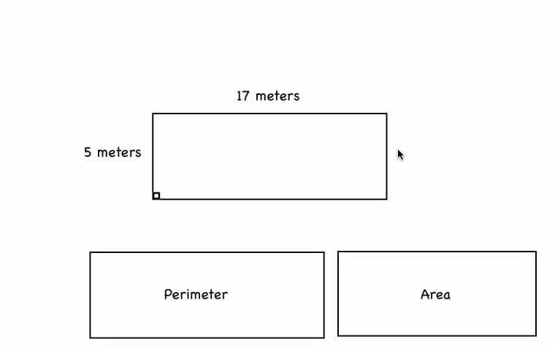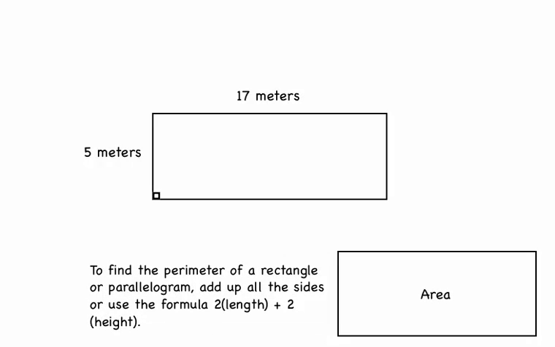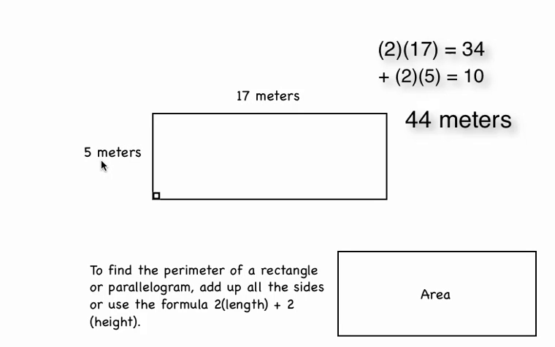While we are tempted to just add up all the sides, we can skip some of that, knowing that the opposite sides are going to be the same length, and we can determine that the perimeter will be 2 times the length plus 2 times the height. This doesn't matter if it's a rectangle or a parallelogram. So we would take 2 times 17, which is 34, plus 2 times 5, which is 10. 34 plus 10 is 44 meters. The perimeter of our rectangle is 44 meters.